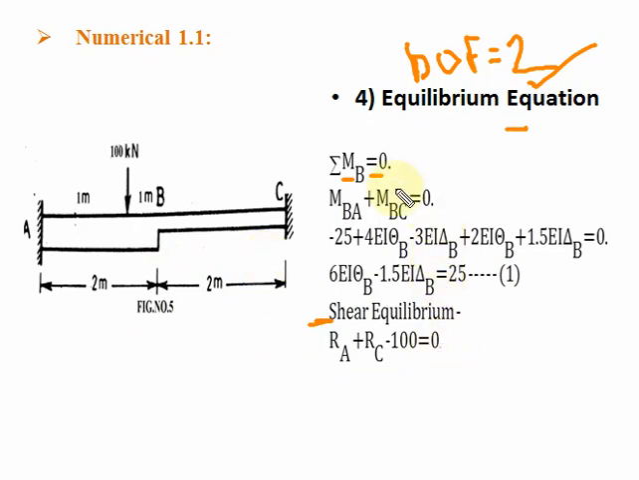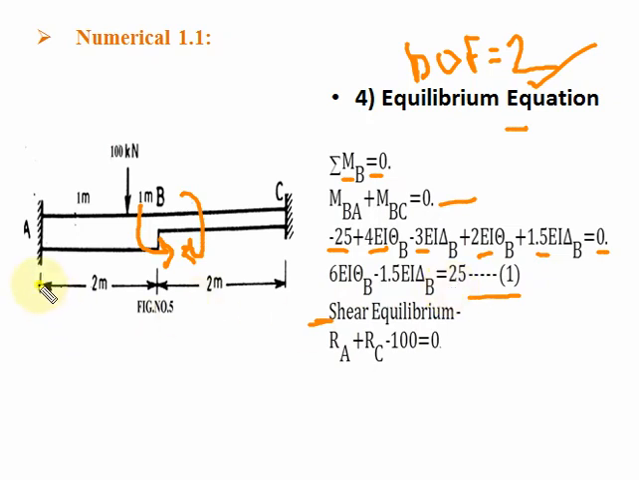So let's consider MB, moment about B. The moment coming on B from the adjacent members, their summation should be equal to 0. So minus 25 plus 4 EI theta B minus 3 EI delta B plus 2 EI theta B plus 1.5 EI delta B is equal to 0. Solving, we have 6 EI theta B minus 1.5 EI delta B is equal to 25.